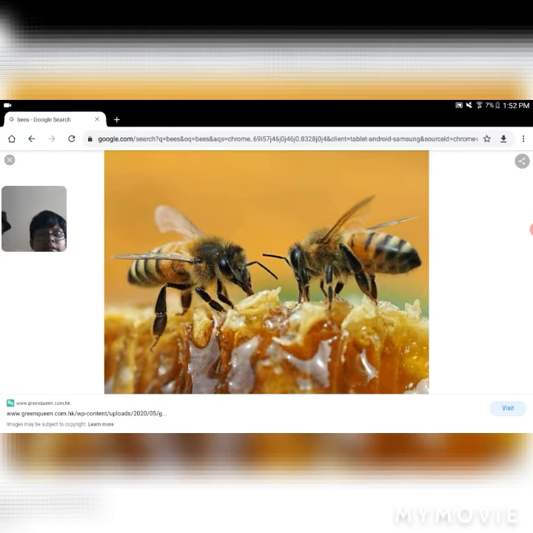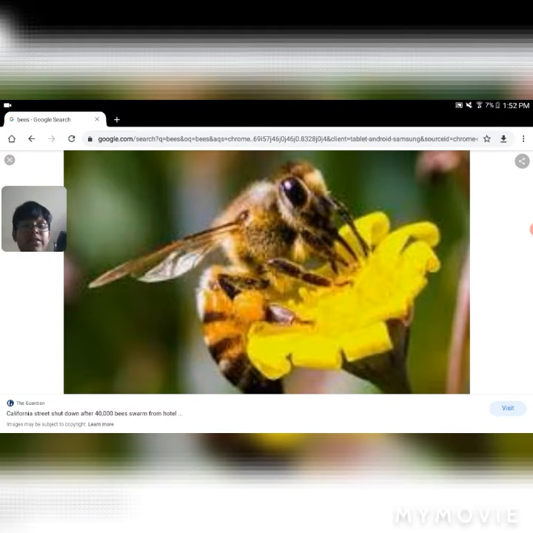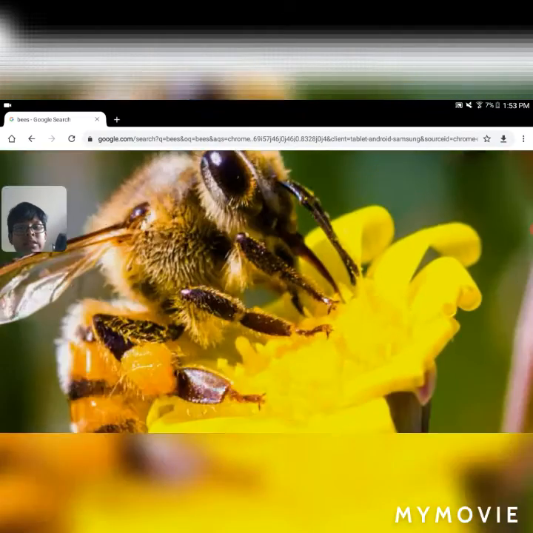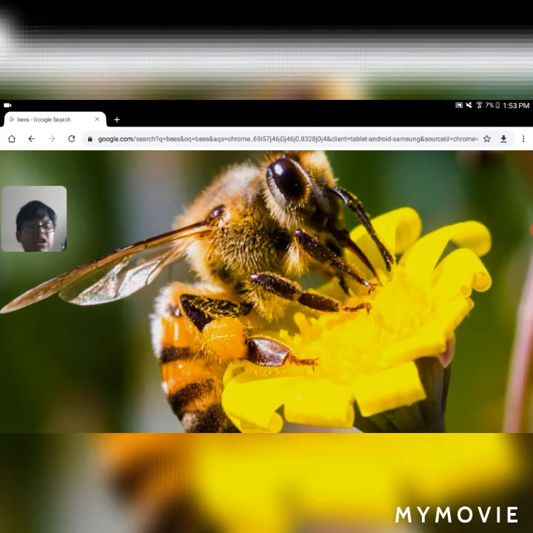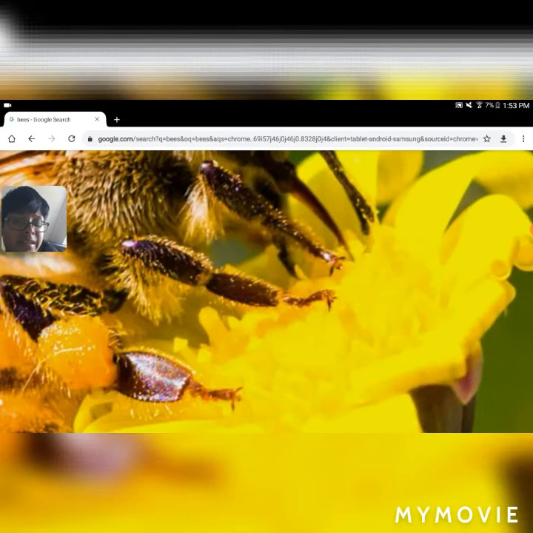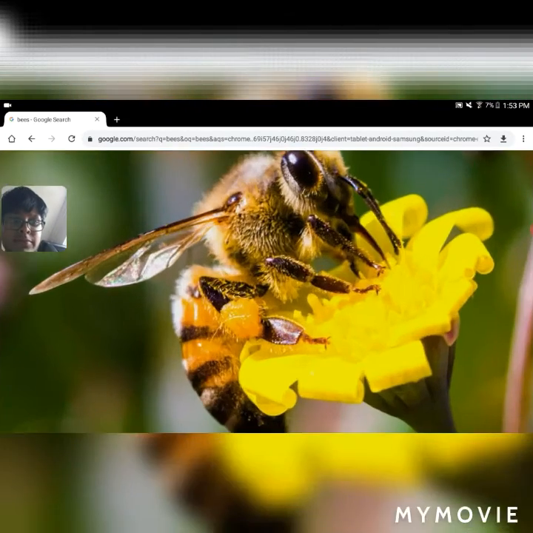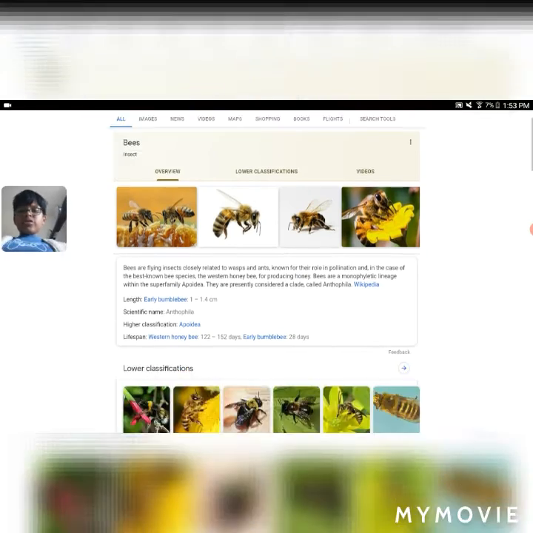This is a bee in... two more pictures of bees, and you see, this is the one that we can learn from. See this bee? It landed on this flower, where it's collecting the nectar over there, and will soon take it back to the hive.